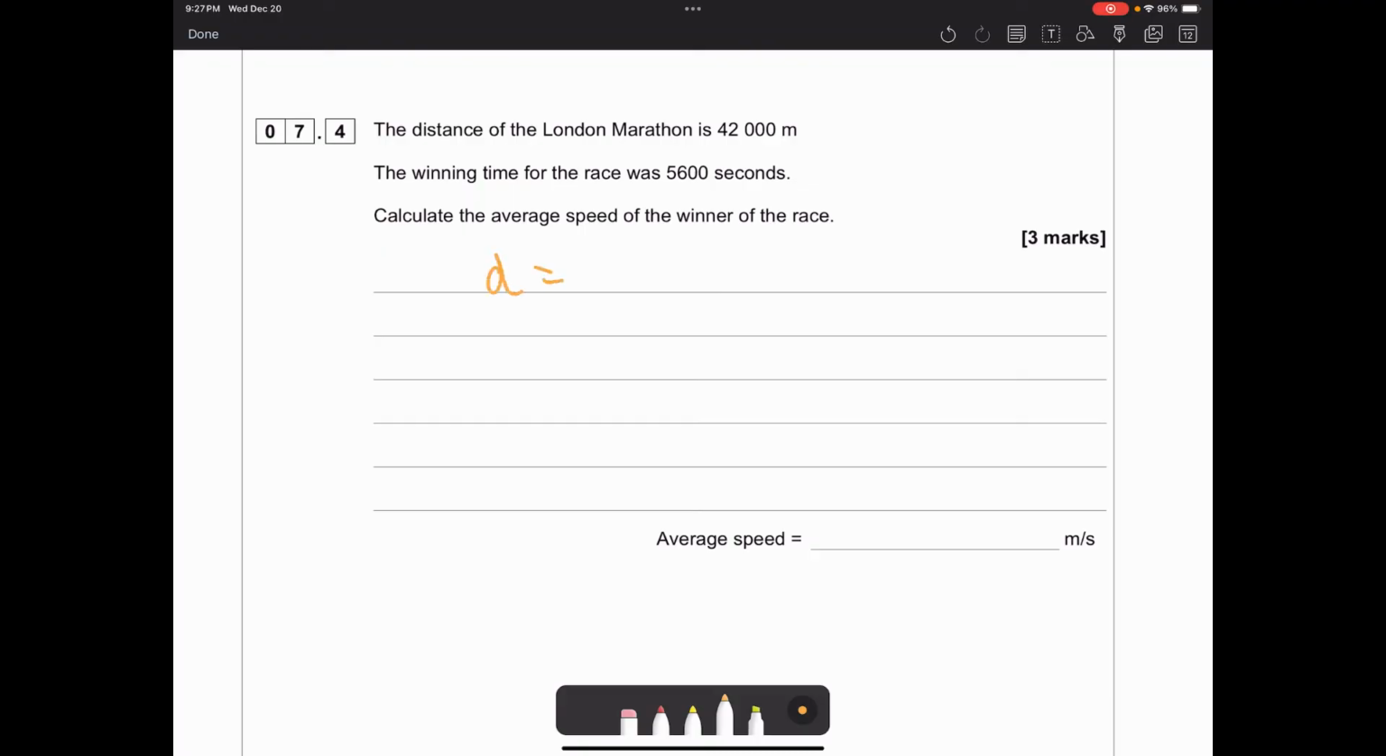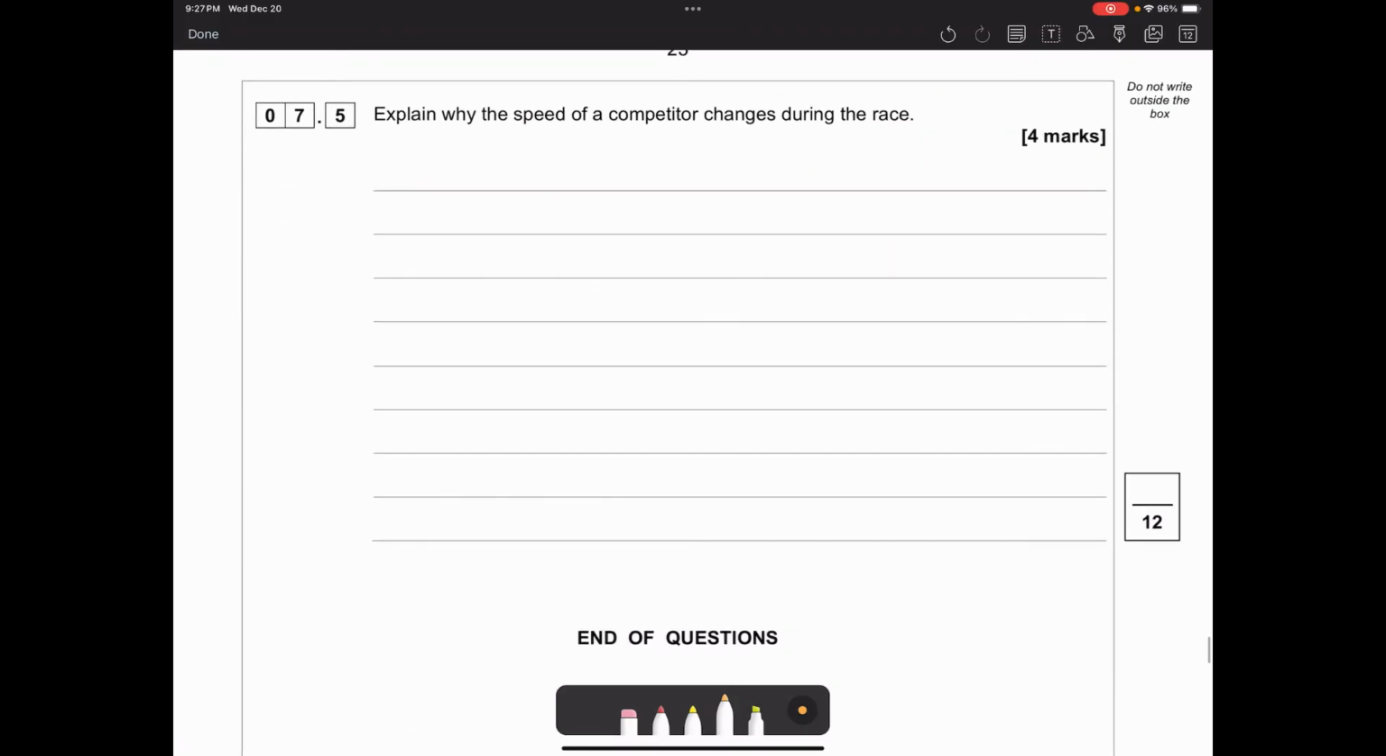Okay, so if distance is speed times by time, speed is equal to distance over time. So 42,000 divided by 5,600 would give us 7.5 metres per second. So there are perfectly loads of easier questions towards the end of the paper, so never stop going. It then says, explain why the speed of a competitor might change during a race. Okay, so this is the last question on the paper, but why might the speed of a competitor change during the race?